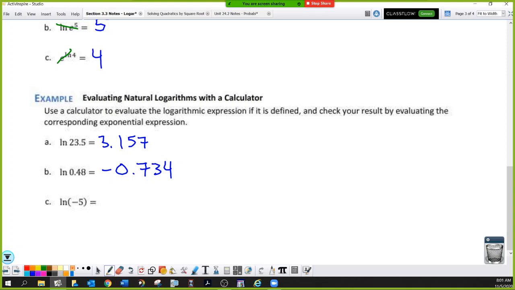And remember how I said that the argument of a logarithm must be positive? ln's are logarithms, so this is undefined. You don't even have to think about it. The moment the argument of a logarithm is negative or 0, undefined.